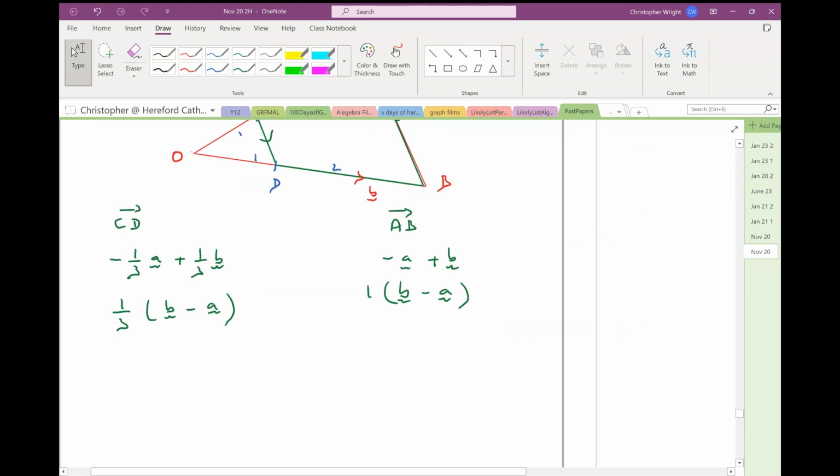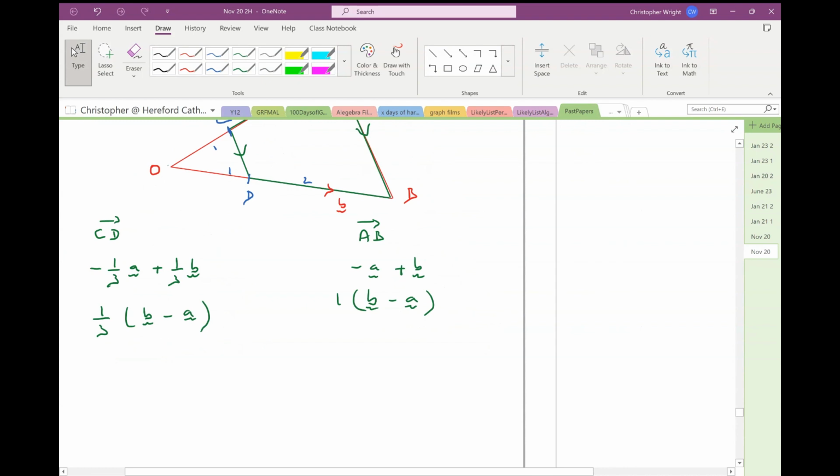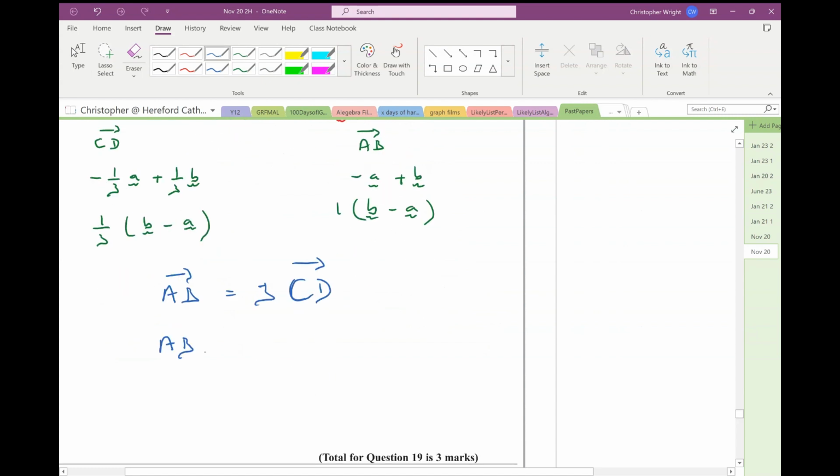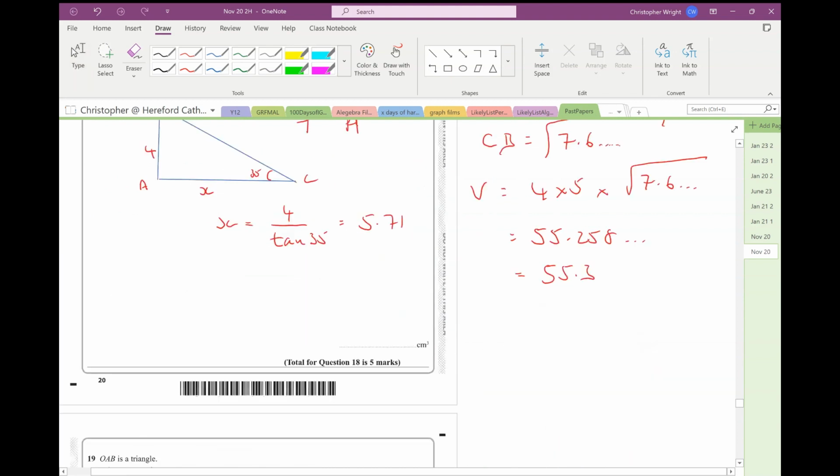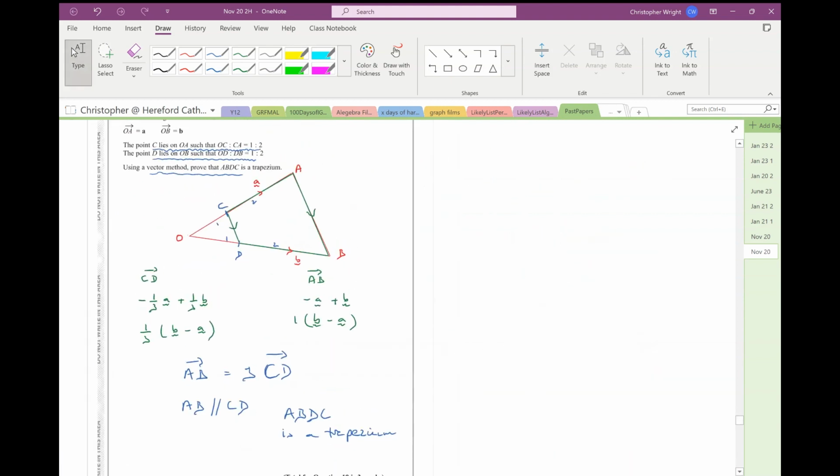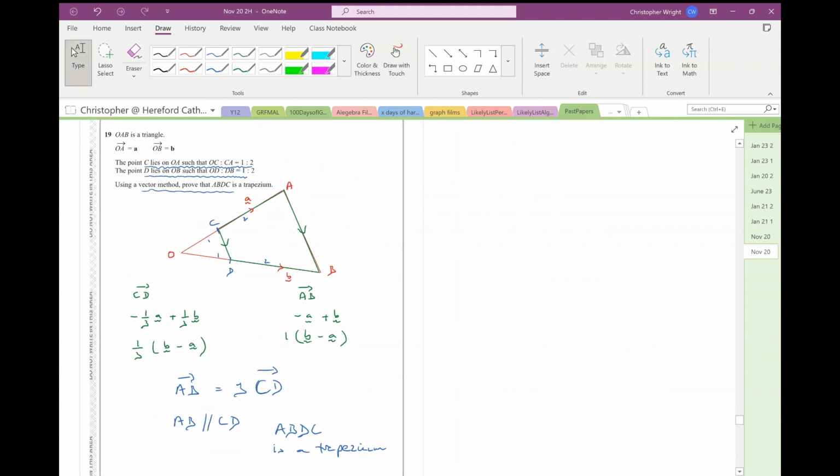So look at that. The vector AB is a multiple of CD, isn't it? I mean, AB happens to be 3 times CD. It doesn't matter what multiple of CD it is, but it is a multiple of CD. Therefore, AB and CD are parallel. Therefore, ABDC is a trapezium. And there we go. That was using a vector method to prove that ABDC is a trapezium.